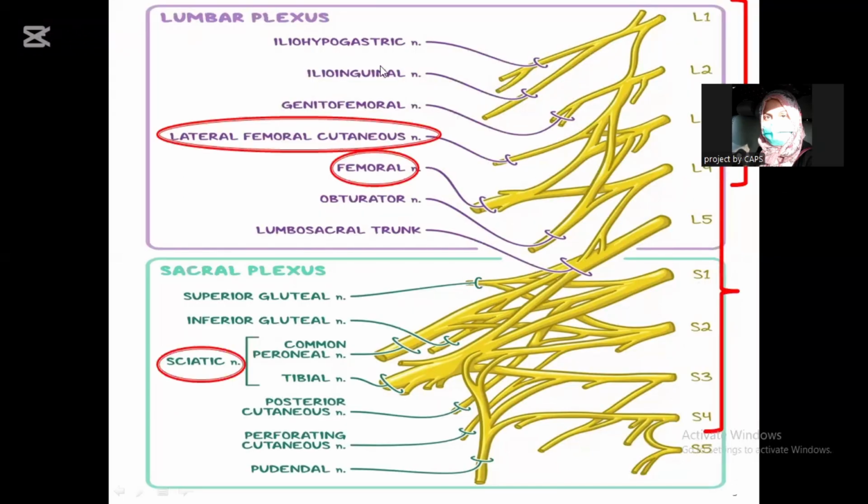So very important nerves arise from here and supply the anterior, lateral, and medial side of the thigh. The lateral cutaneous nerve is the nerve for the lateral side of the thigh. Femoral is for anterior, and obturator is for the medial side. Now, the sacral plexus has a very important nerve, the sciatic nerve, which divides into the common peroneal and tibial nerve. And then there are some other nerves. We will be discussing these nerves.